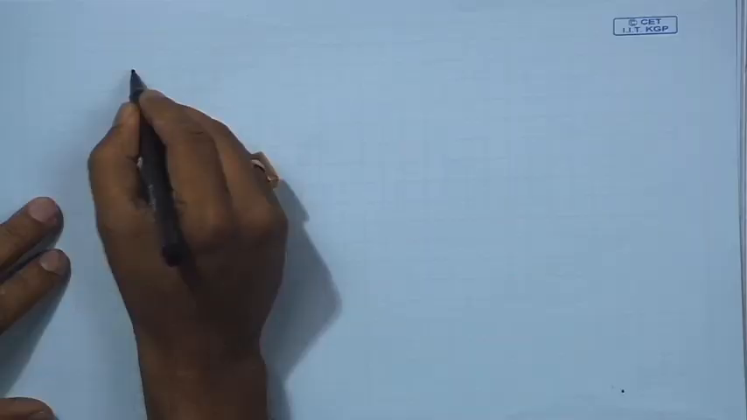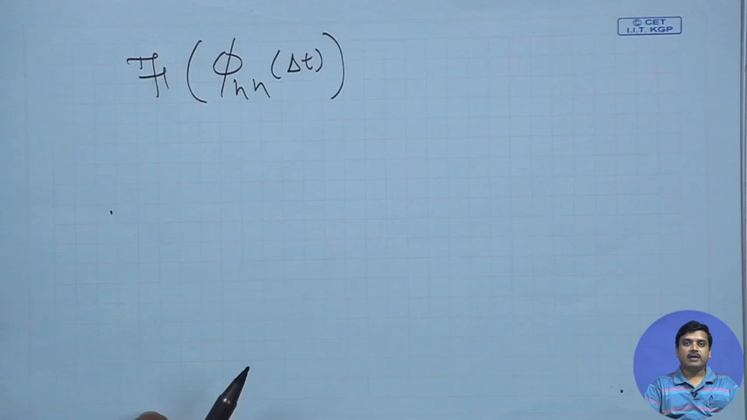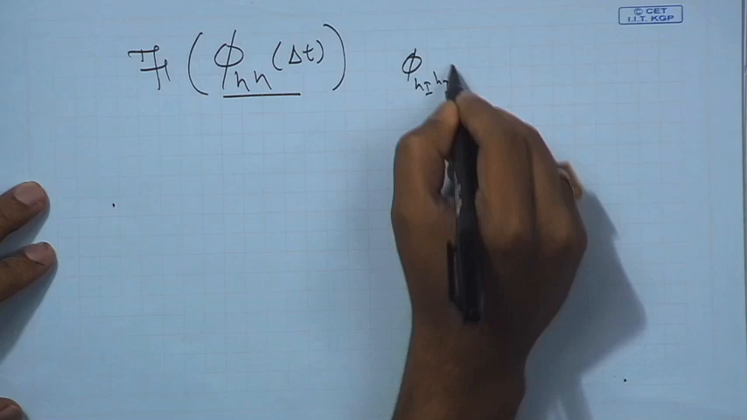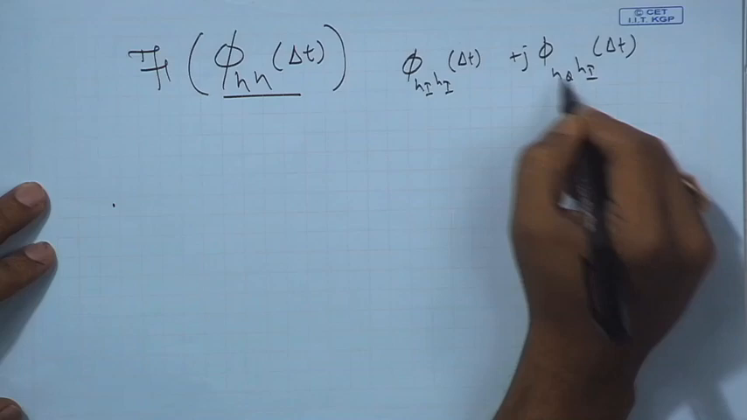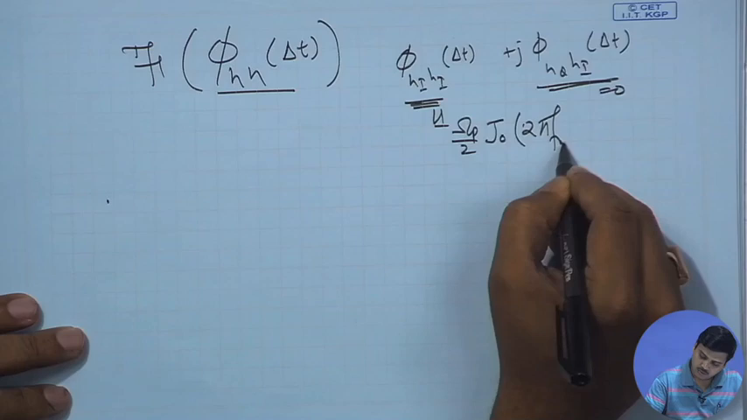Now that could be one way of studying it, but there is also another, more effective way of studying it: you take the Fourier transform of the autocorrelation function. If you take the Fourier transform of the autocorrelation function, then also you can arrive at the power spectral density of the fluctuations, because that would give us the content of different frequencies that are present in the fluctuations. Now, for us, phi_hh(Δt) is basically phi_hIhI(Δt) plus j phi_hIhQ(Δt), where we have seen this component goes to 0 and this component remains non-zero. And the result for this component is Ωp/2 J0(2π fM Δt).